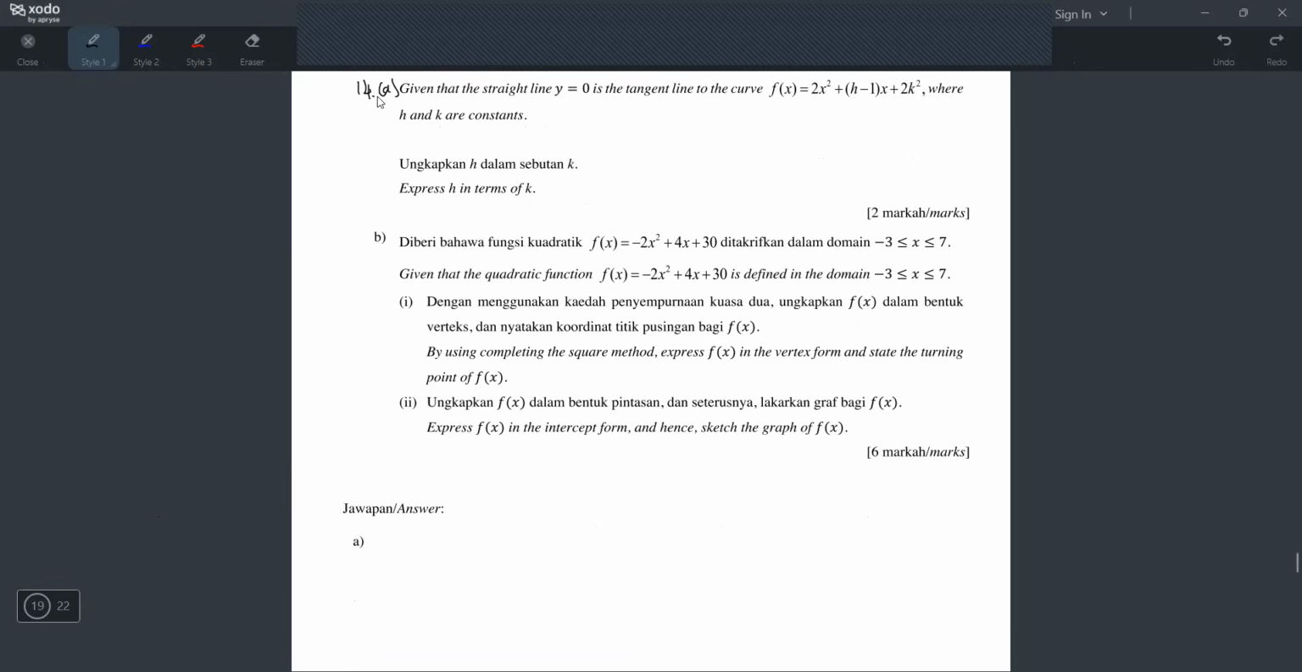Okay, let's read the question. Given that the straight line y equals 0 is tangent. Okay, tangent means what? Touches 1 point. Okay, y equals 0 is a tangent line to this curve, where h and k are constants. Express h in terms of k.